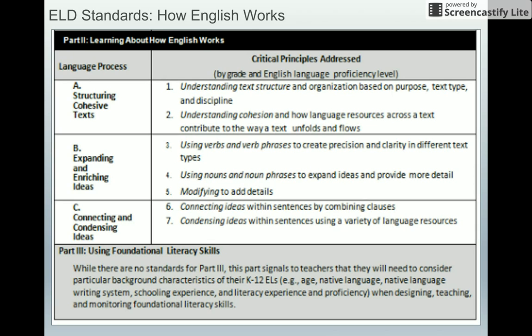And then we look at how English works. And we want them to look at how texts are structured and notice the type of language and how it's cohesive within a certain text type. And that students will be connecting and condensing ideas in order to write about the text they've read.